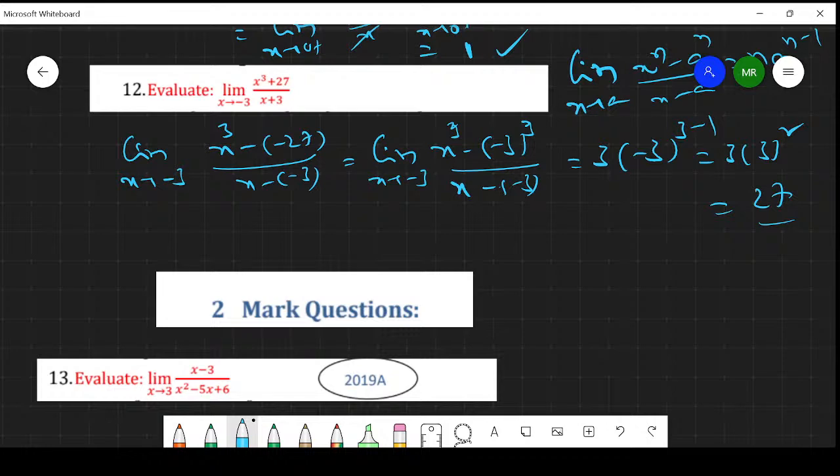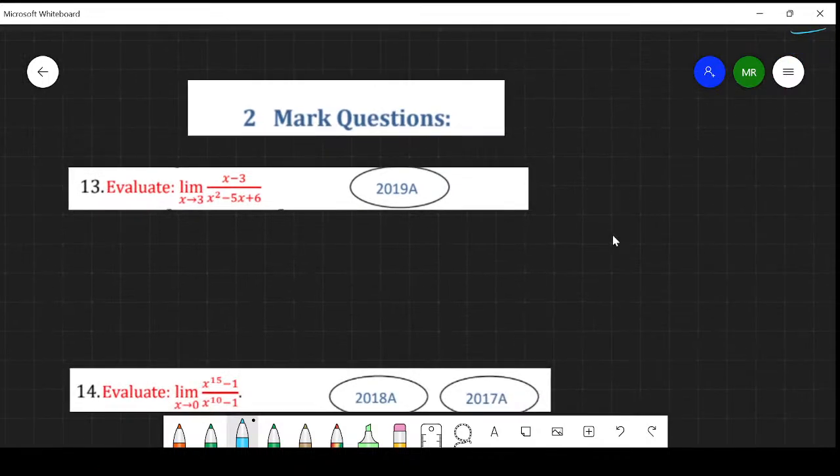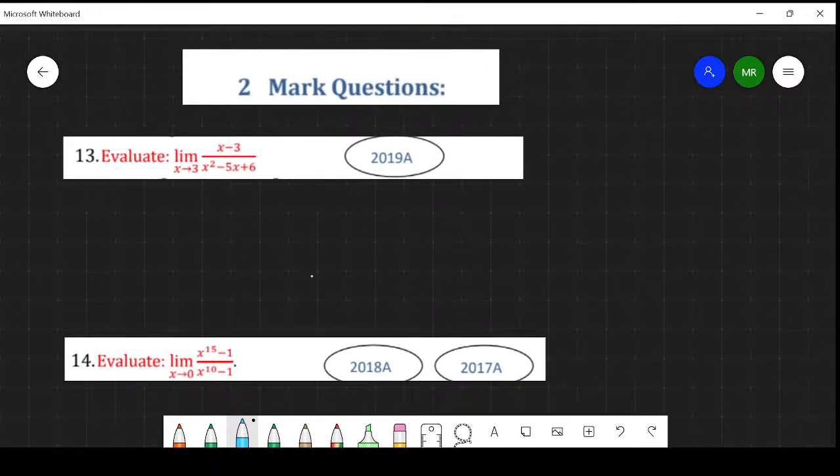Now coming to 2 marks questions. Limit x tends to 3, x minus 3 by x square minus 5x plus 6. See in this problem, limit x approaches 3. If I apply the limit, 3 minus 3 by 3 square minus 15 plus 6, it will be 0 by 0 form. Whenever you substitute the limit and it gives 0 by 0 form, immediately find the factors of numerator and denominator.